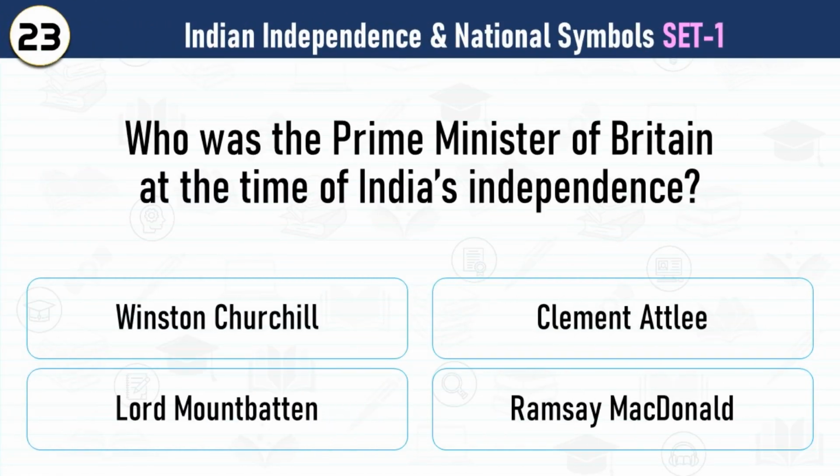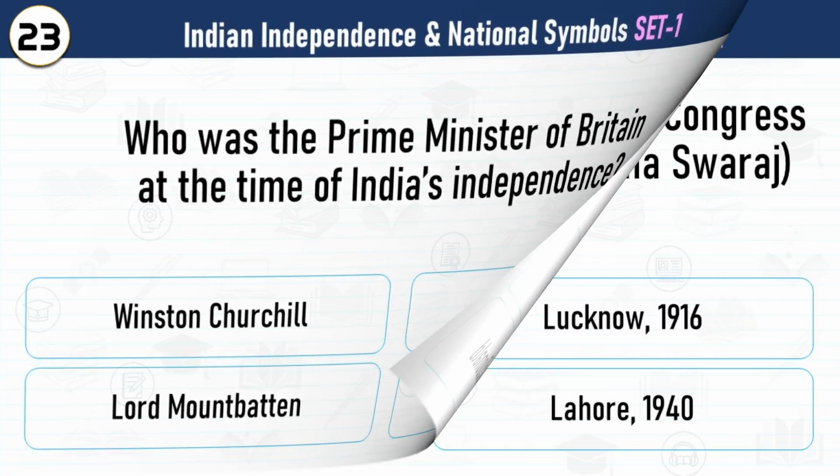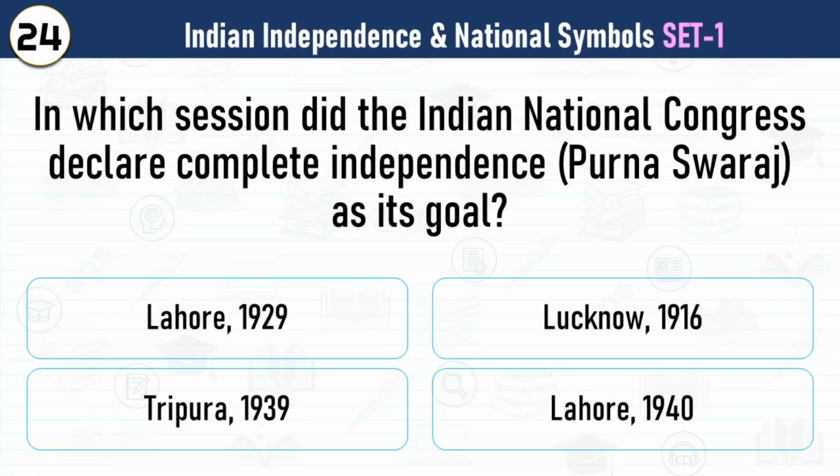Question number 23. Who was the Prime Minister of Britain at the time of India's independence? Correct answer is Clement Attlee was the Prime Minister of Britain at the time of India's independence. Question number 24. In which session did the Indian National Congress declare Purn Swaraj as its goal?